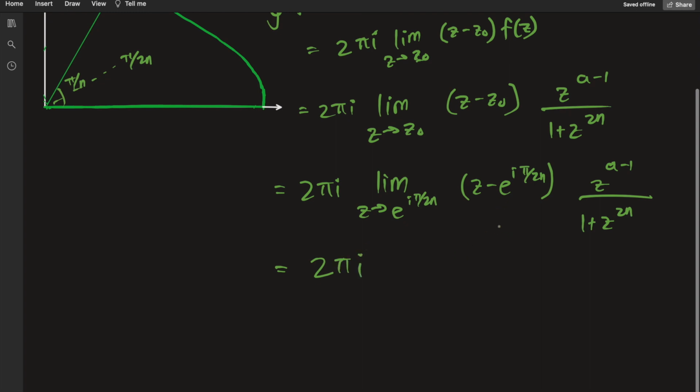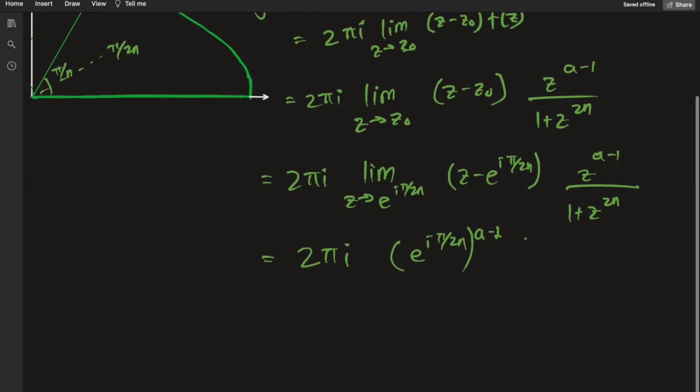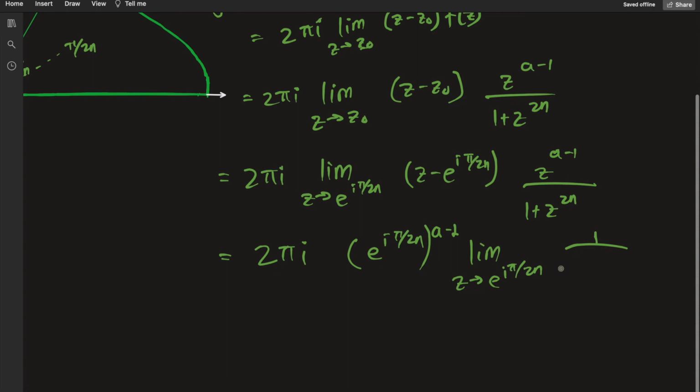So if we differentiate the top and bottom, at least these terms, because this guy can just directly be expressed as e to the i pi over 2n raised to a minus 1. These are the trouble making terms, right? This and this guy. So when we do L'Hopital's rule, this guy will just go to 1, and we are just left with limit as z goes to e to the i pi over 2n of 1 over 2n times z to the 2n minus 1.